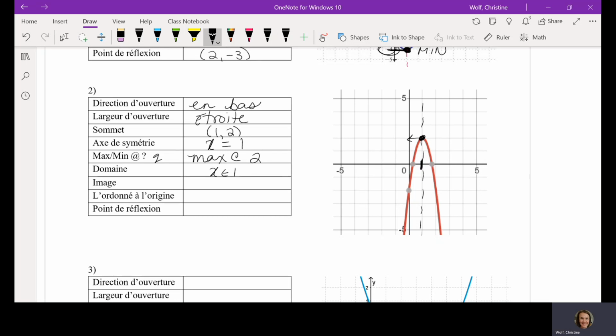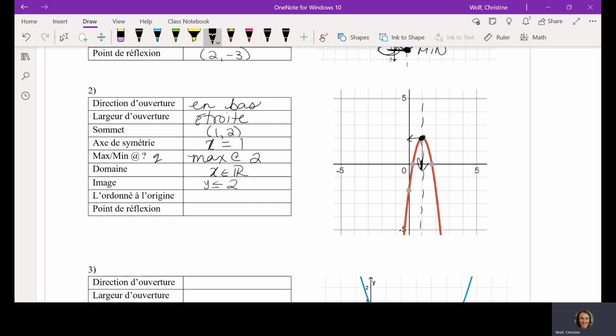Domaine, freebie. Okay, so image. So on sait qu'on commence ici en haut là, et on descend. We get lower. So on dit que l'image Y est plus petit que ou égal à la valeur là du sommet, c'est 2. So it's always less than 2. We never are above 2.